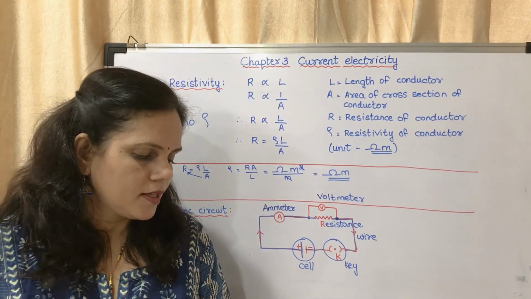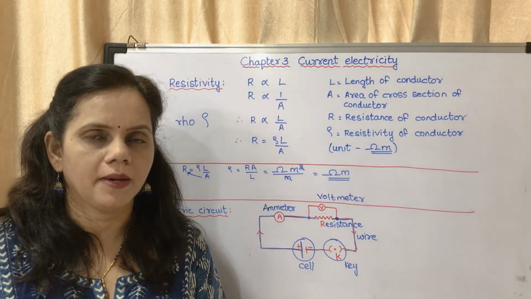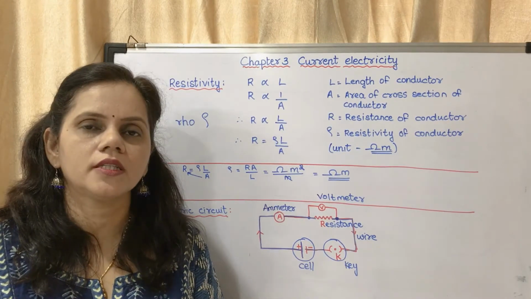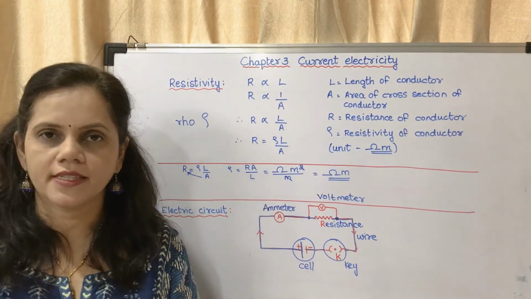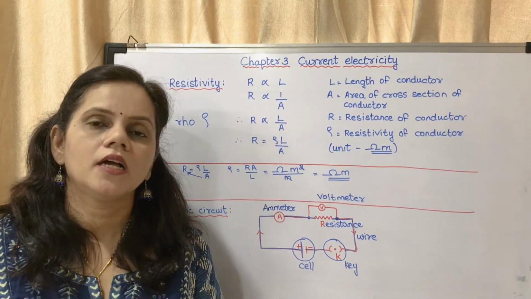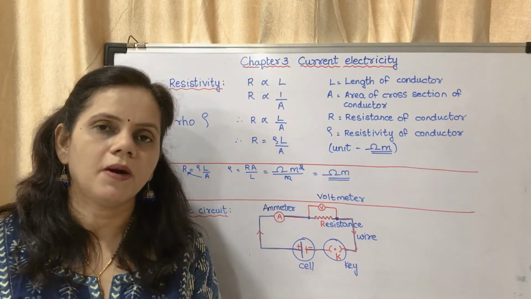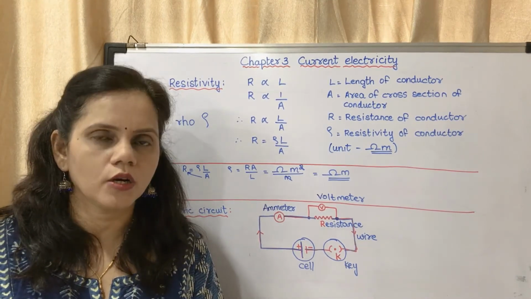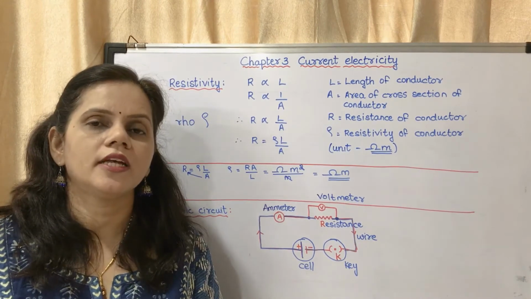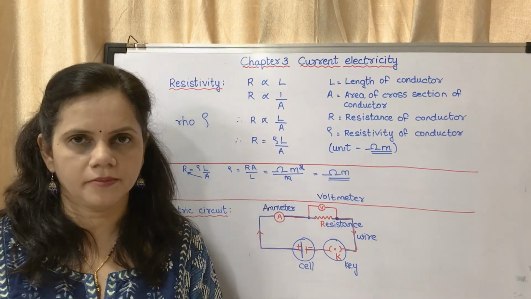Second, the bulb is shown to be glowing even if the circuit is not complete. It is not connected to the negative terminal. Okay, you know the positive and negative terminal of a cell. So it is not connected to the negative terminal. That means the current will not flow, but still the bulb is shown to be glowing. That is a mistake.